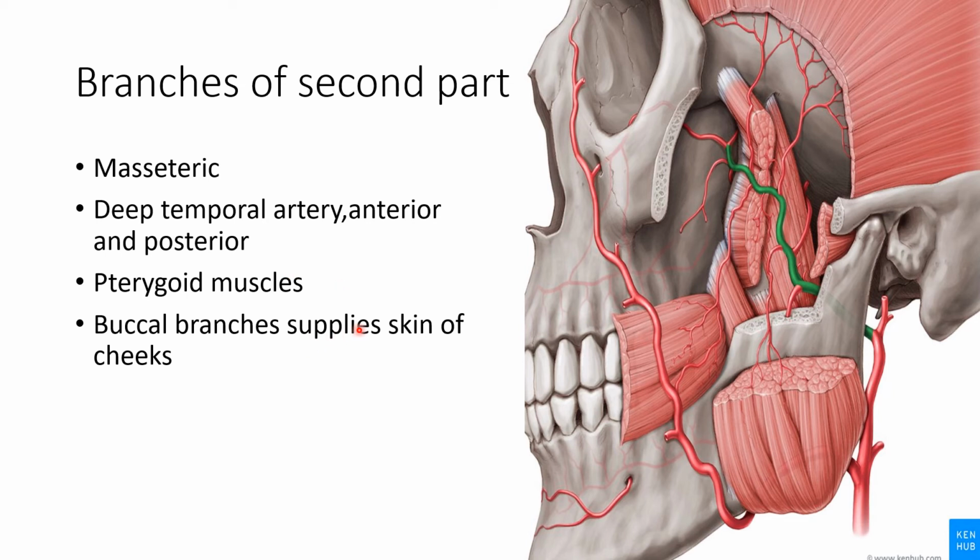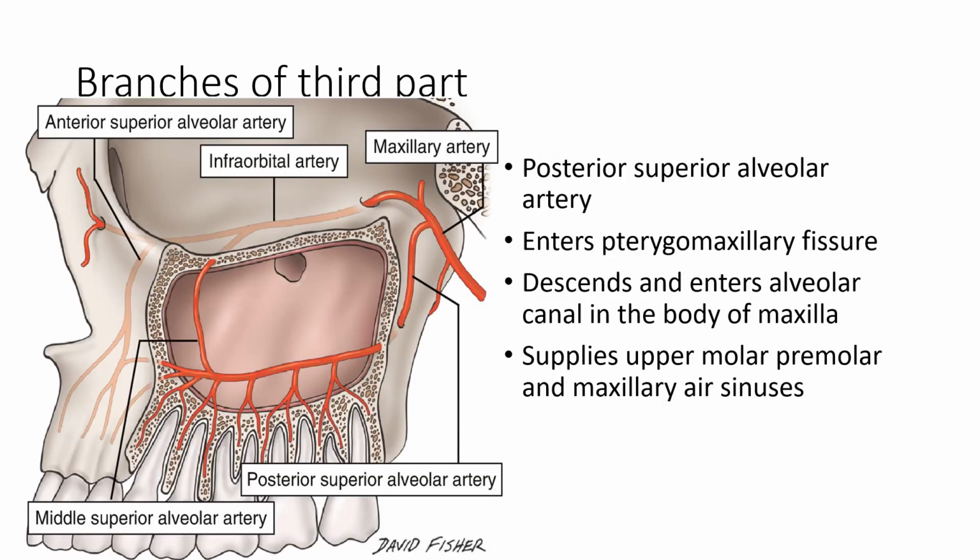And then the buccal branch. Basically, the buccal branch supplies the cheek area. So the area of the cheeks is supplied by branches which come from the second part of the maxillary artery. Okay, so these are the branches from the second part. Only muscular branches come from it.